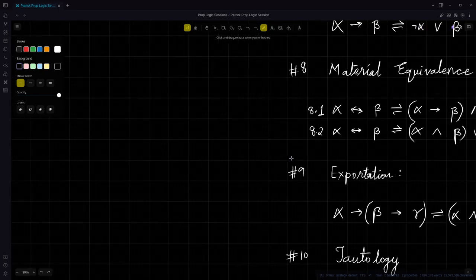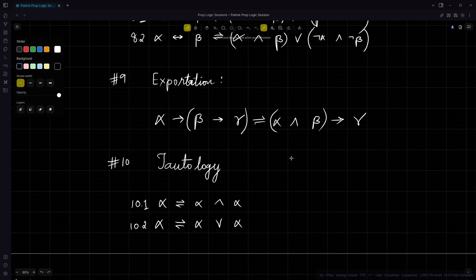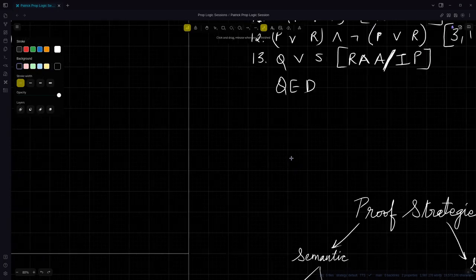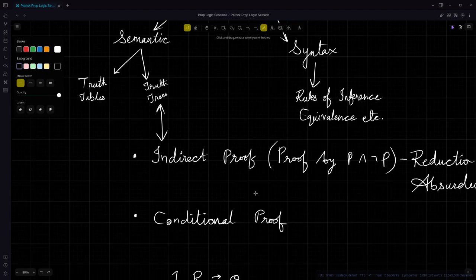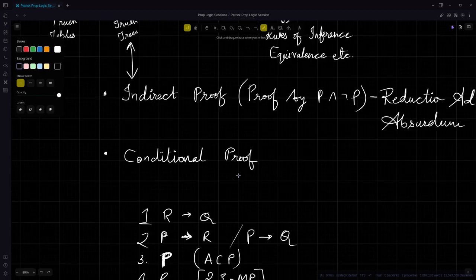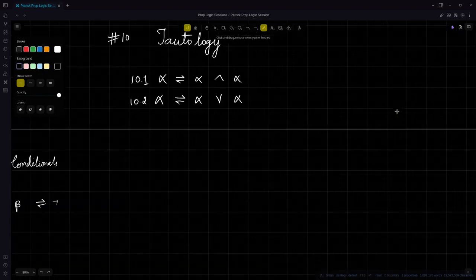Anyway, so last time we finished the rules of equivalence. All the 10 rules are now in our pocket for usage. We discussed some proof strategies, talked about semantic and syntactic proofs. We talked about indirect proof and conditional proof. We briefly went over what a reductio ad absurdum is.